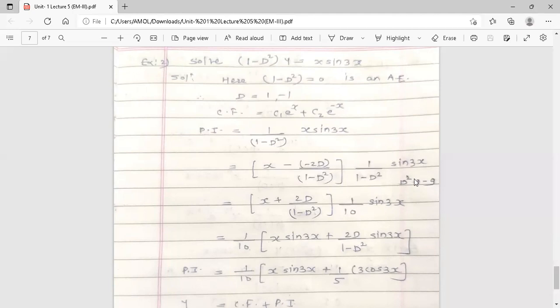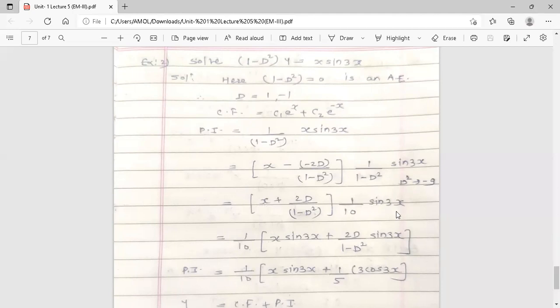How to solve this term of sine 3x? You use the case 2 formula, where there is a trigonometric function, and in that case we replace D square by minus a square. Here the value of a is 3, so its square is 9, so replace D square by minus 9. The term is 1 minus minus 9, which means 1 plus 9, is 10, into sine 3x. Now this 1 upon 10 is a constant term, so you write that constant outside the bracket. You solve the bracket term for sine 3x.